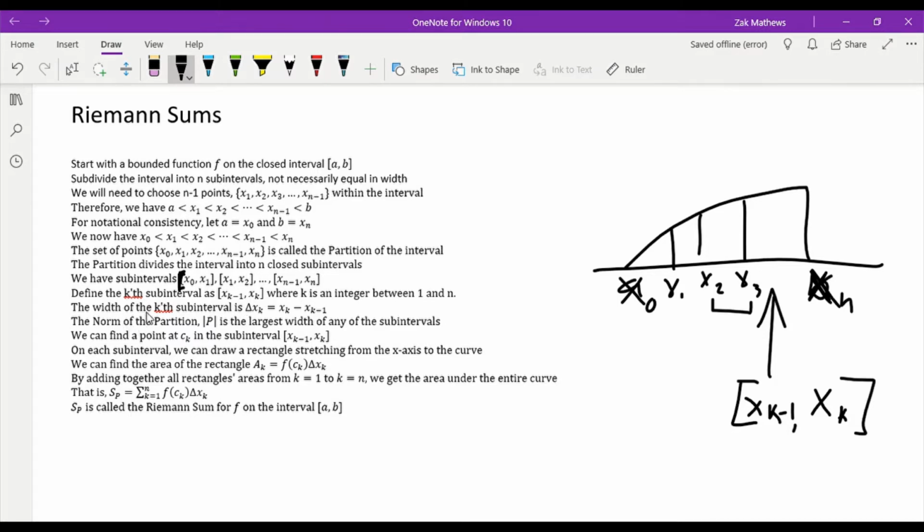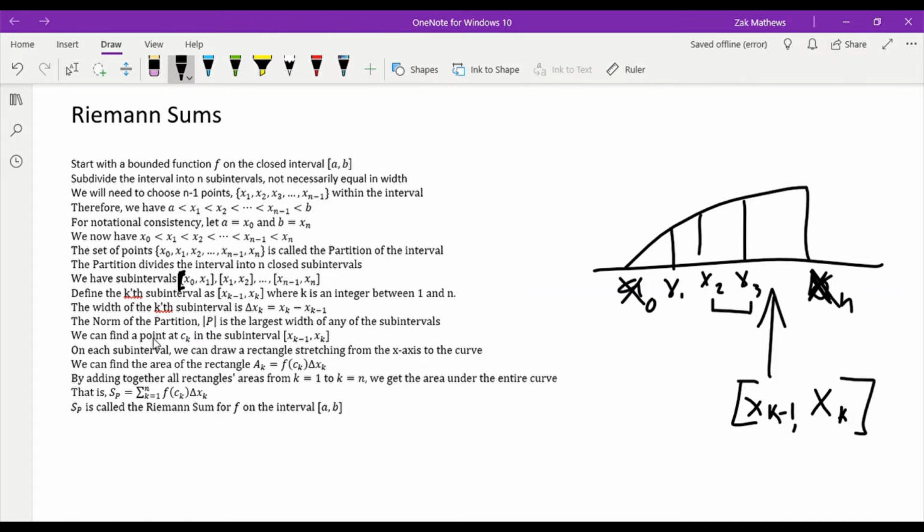Now the width of that kth interval would just be gotten by subtracting the 2 x values, the larger one minus the smaller one, and we call that delta x_k, that would be our width. And then just for a little side definition here, this isn't falling directly in the flow of what we're doing, but we need it. The norm of the partition, which we indicate with absolute values around P, is the largest width of any of these subintervals. Based on my drawing, it appears that x2 minus x1 would probably be the smallest. This x3 to xn would probably be the largest, so that would be the norm of the partition.